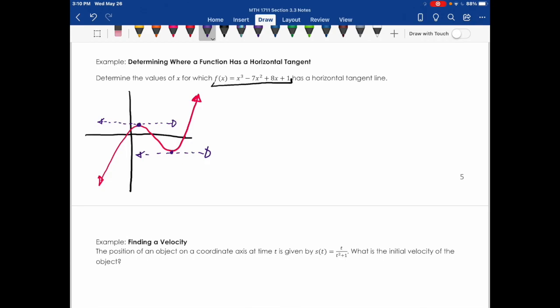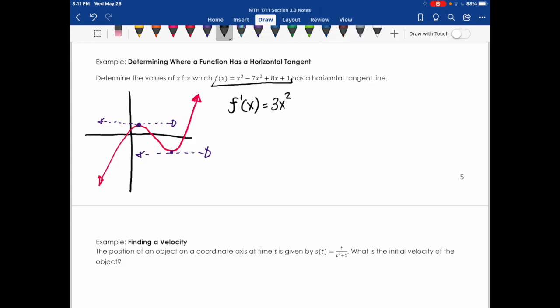So if we know that the slope of the tangent line is 0, what we're looking for is this: if we take the derivative of the function, and we know that the derivative represents the slope of the tangent line at any point, if I set that derivative equal to 0 and solve for x, that will give me the values of x at which the derivative is equal to 0, meaning where the slope of the tangent line is equal to 0. So we're going to first find the derivative of this function. I'm going to find f prime of x.